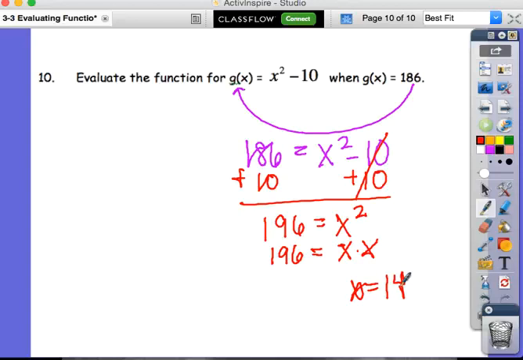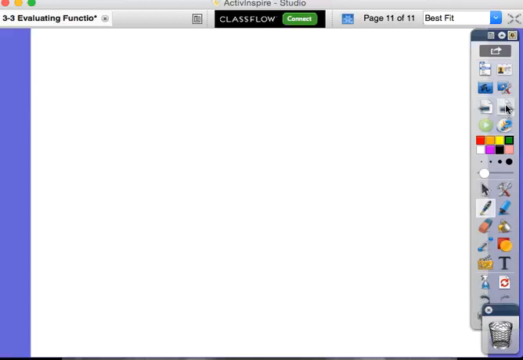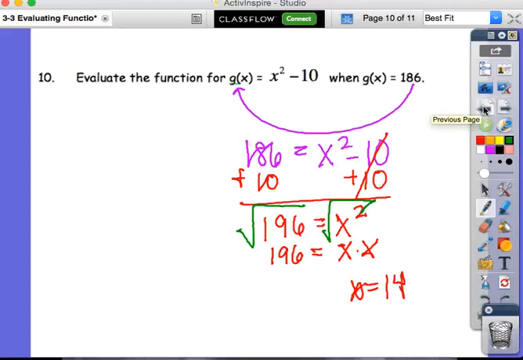Okay? Now, if we were going to be specific, the way that we undo subtraction is with addition, the way that we undo multiplication is with division. The way we undo a square is with a square root. So then you just end up with x, and the square root of 196 is 14. Oh, that's pretty cool, huh? Okay, and that is the end of the lesson.